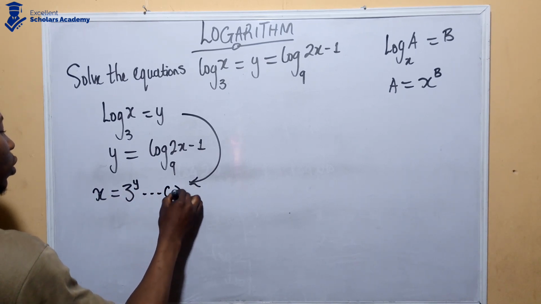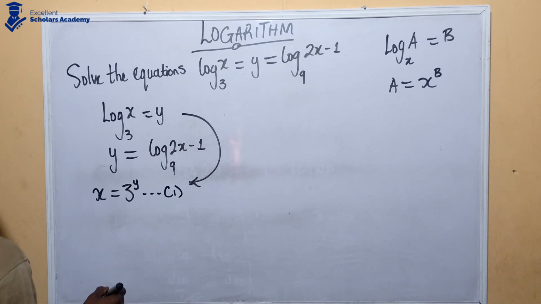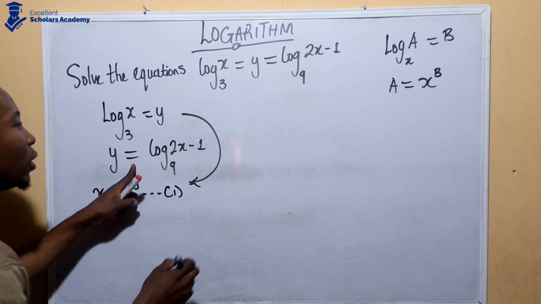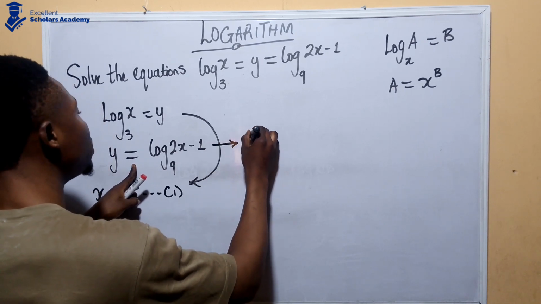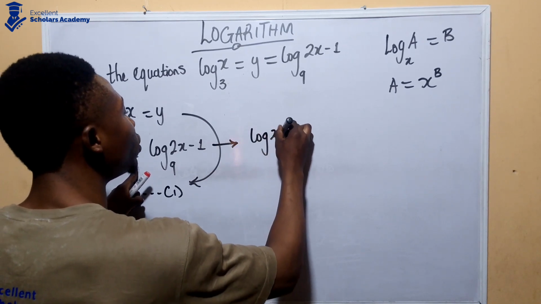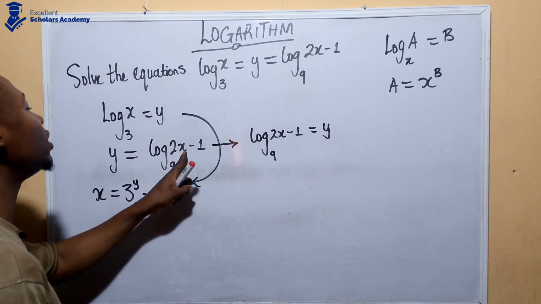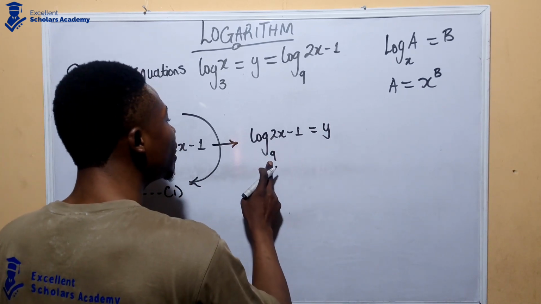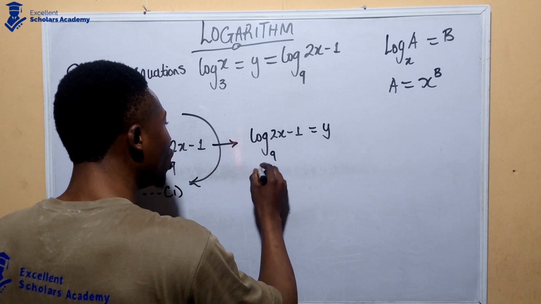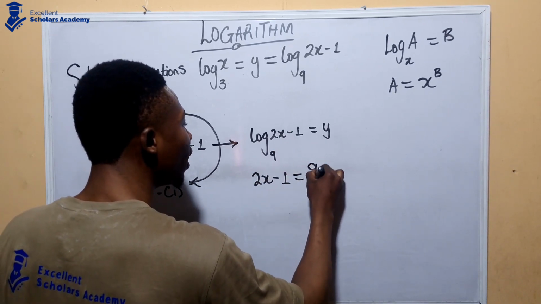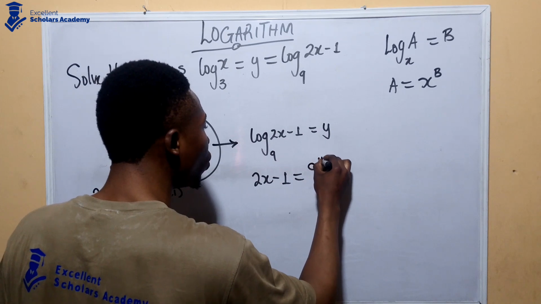Let's just call this equation 1. Now, also, we are going to apply it here. So I can also express this as log of 2x minus 1 base 9 is equal to y. That's what I did, so let's apply this law here too. So it becomes that 2x minus 1 is going to be equal to 9 to the power of what this logarithm is equal to, y.